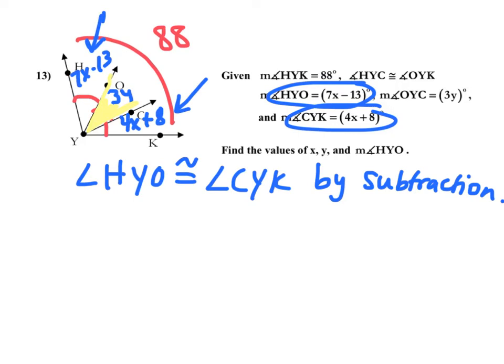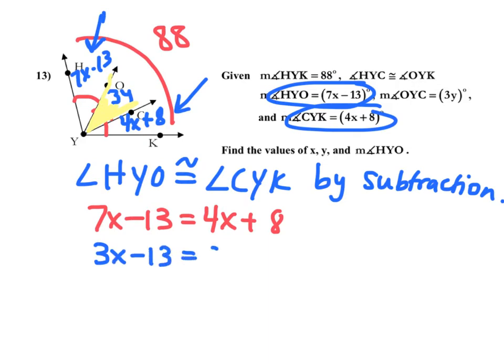You wouldn't have to write that down on your quiz, but that's the reason why they're congruent. So therefore, I can set these equal. So 7x minus 13 is equal to 4x plus 8, and now it's just a solving game. I'm going to subtract over the 4x, and I get 3x minus 13 equals 8, and I'm going to add over the 13.